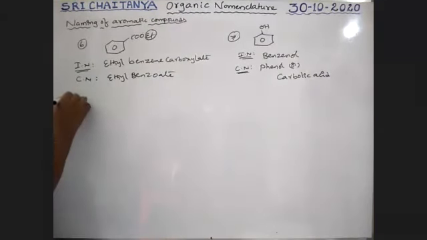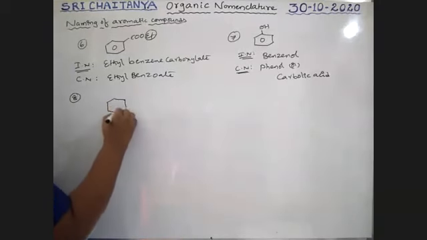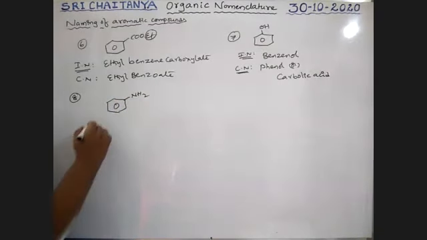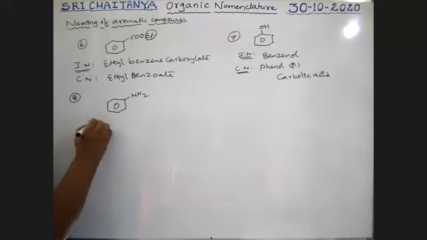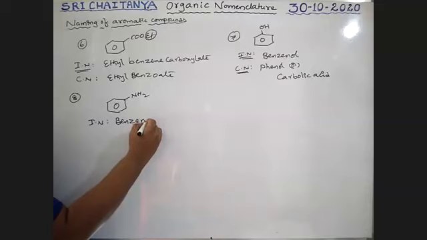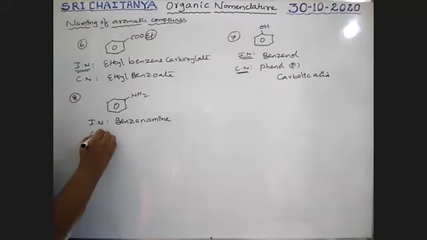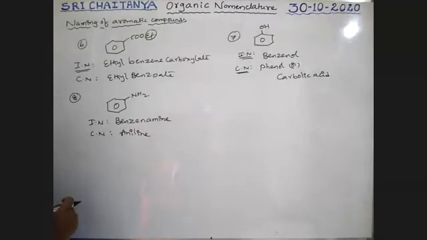Next, eighth, when benzene is connected with the NH2 group. Amine group is attached, so E is replaced with amine. That is the IUPAC name, benzenamine. But the common name is aniline.